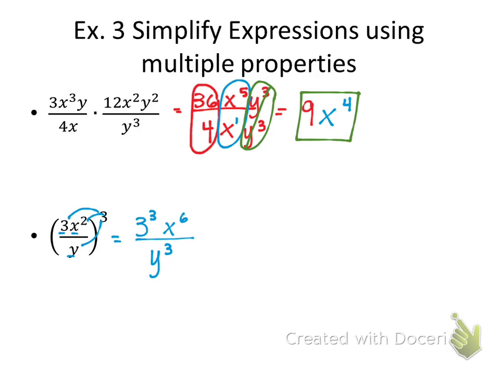Now, out of this problem, what is the only thing that can be simplified? 3 to the 3rd power. 3 to the 3rd power is 27, x to the 6th power, y to the 3rd power. Now, I cannot subtract these exponents right here because they do not have like bases. So, this is my final answer.